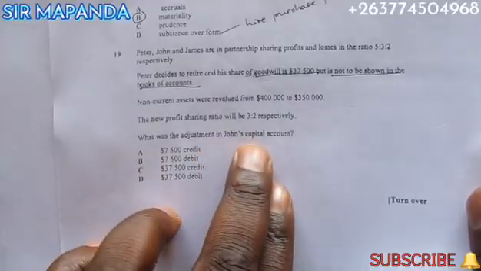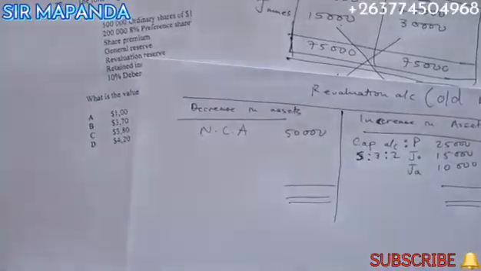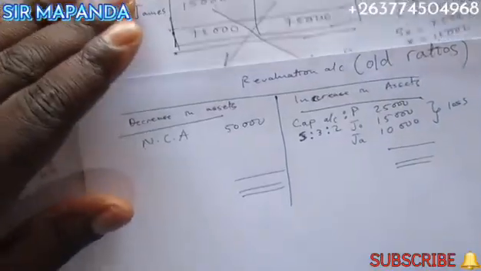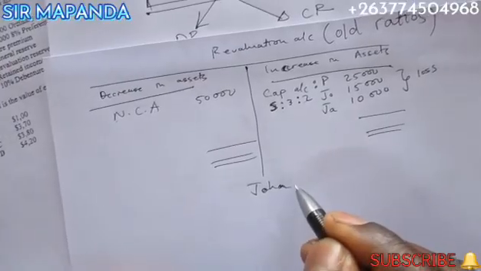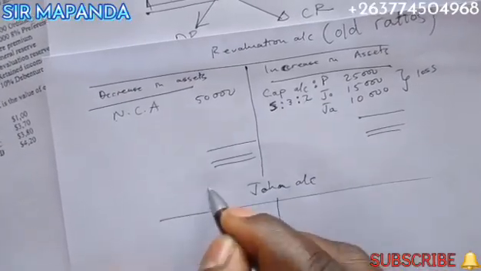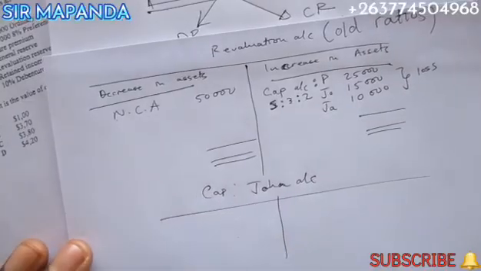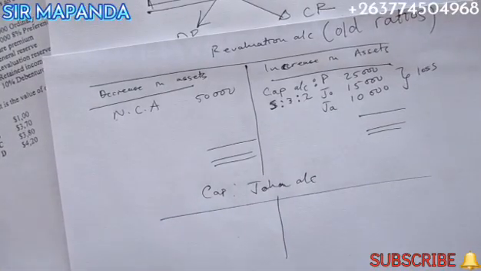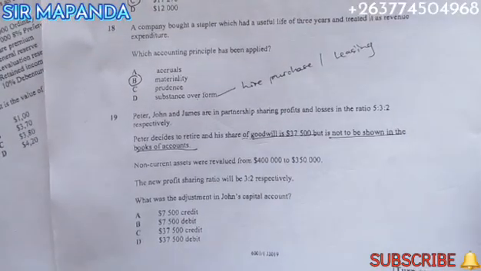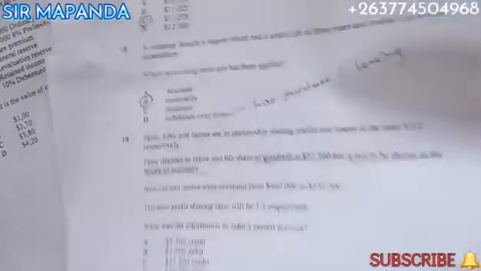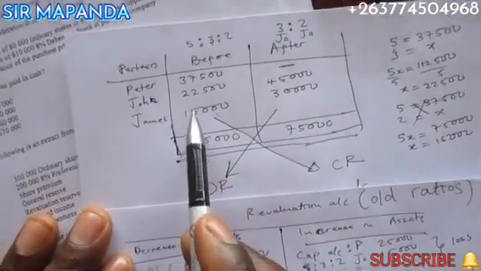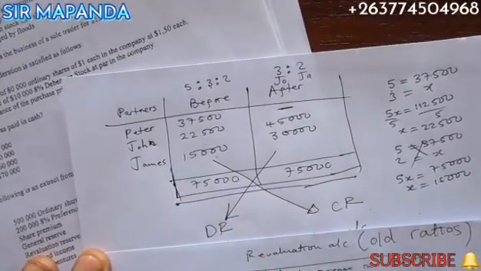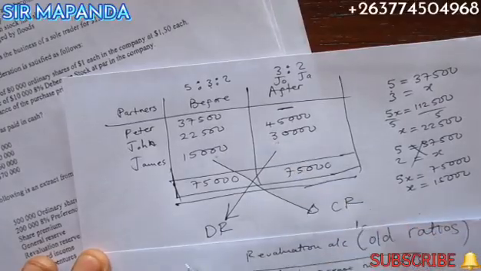What was the adjustment in John's capital account? So we now need to prepare the capital account for John only. So this is John's capital account. Right, something like this. The capital account for John usually starts with balance b/d, but we are not given the balance b/d. The question just wants the adjustment made in John's capital account. So remember, the goodwill in the before column is credited and the goodwill in the after column is debited.